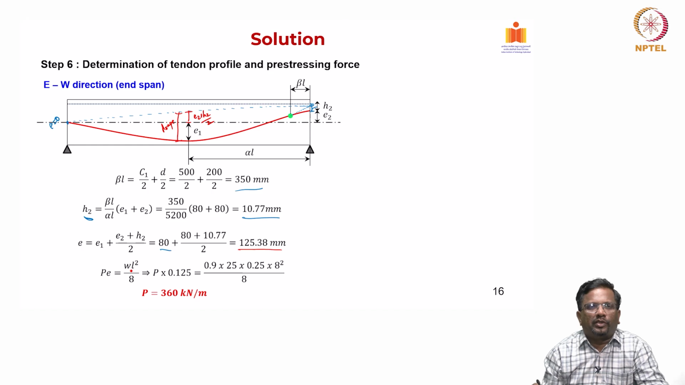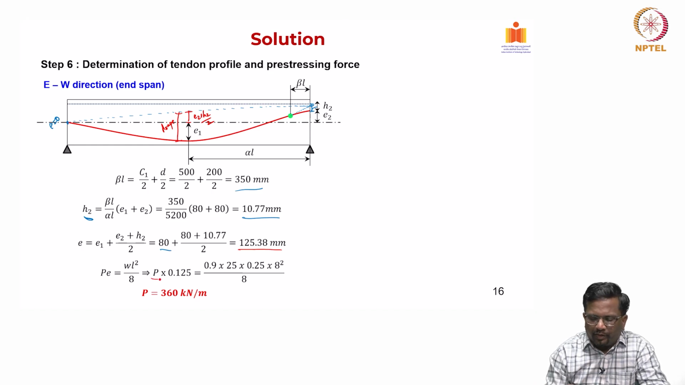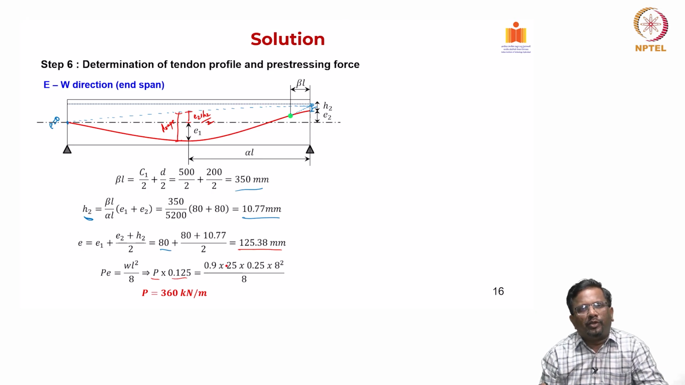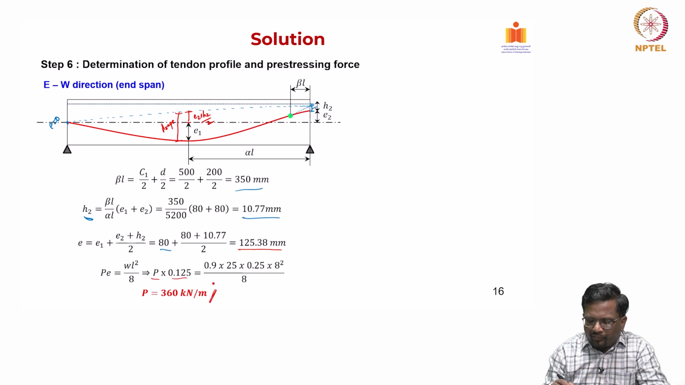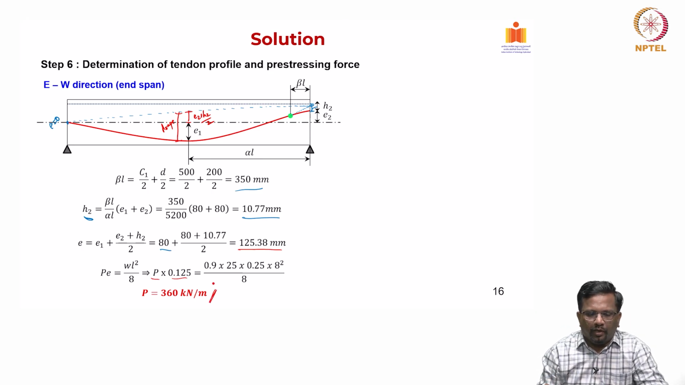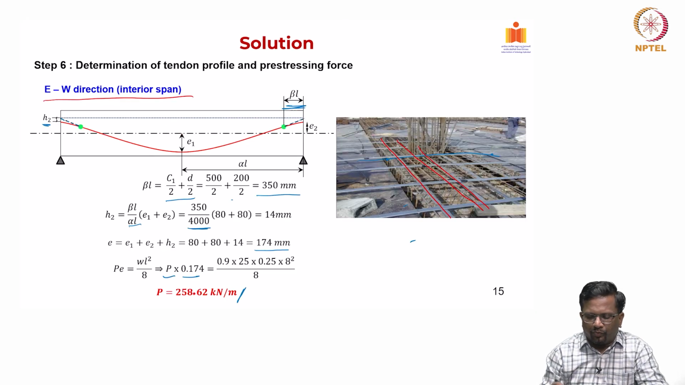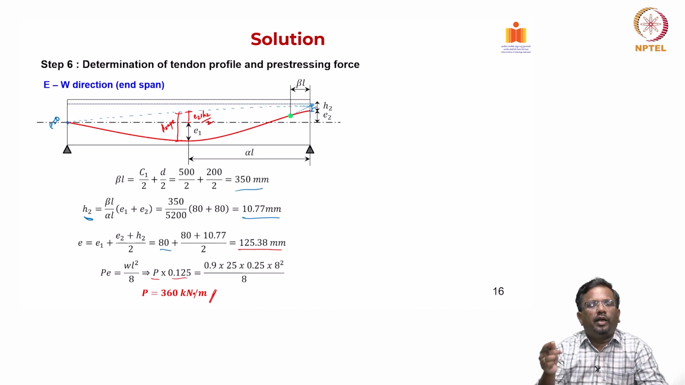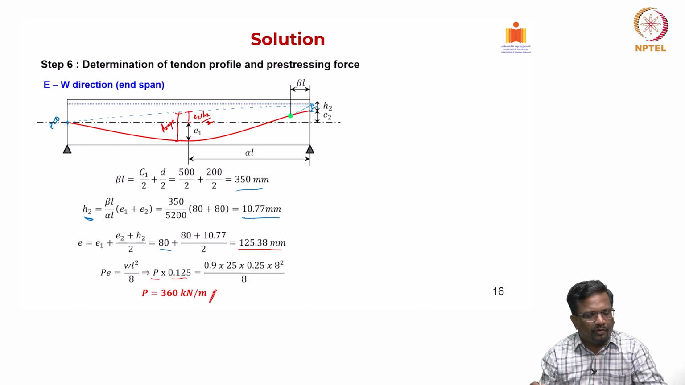Again, what we are saying is 90% of the dead load for this span also has to be balanced. So, P into eccentricity, which is 0.125, should be equal to 0.9 into 25 into 0.25 into L square by 8. That works out to be, for this span, 360 kilonewton per meter, right. For the end span I need this much, and previously if you go back I got 258. So, we have to always choose a higher value, and in the interior span I can slightly adjust the eccentricity.